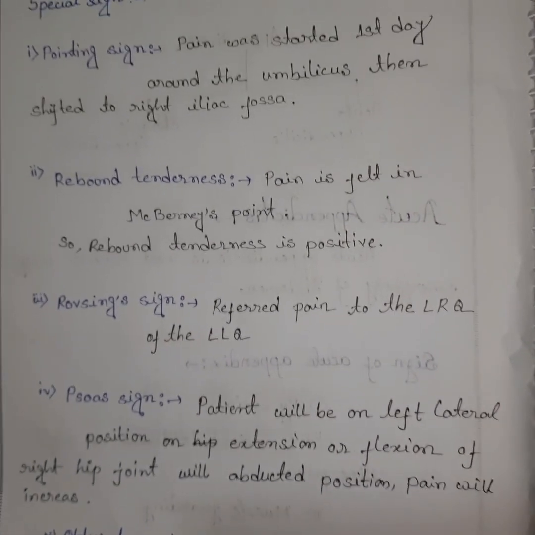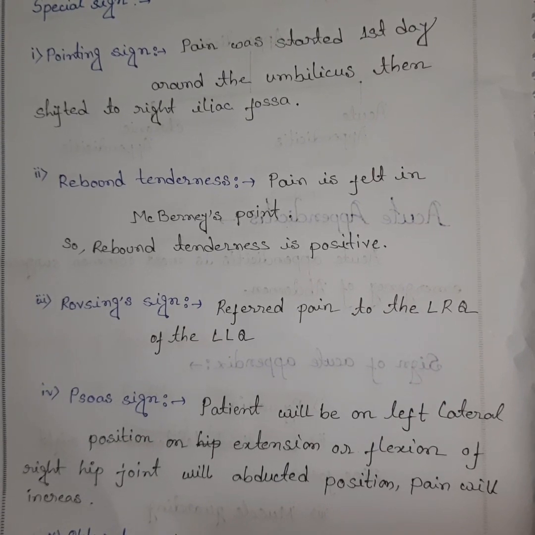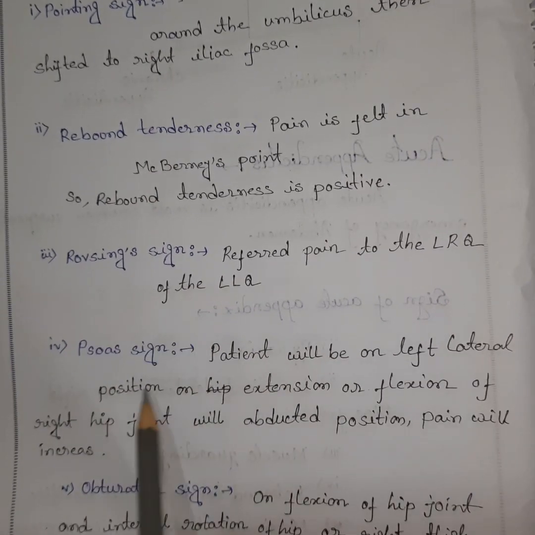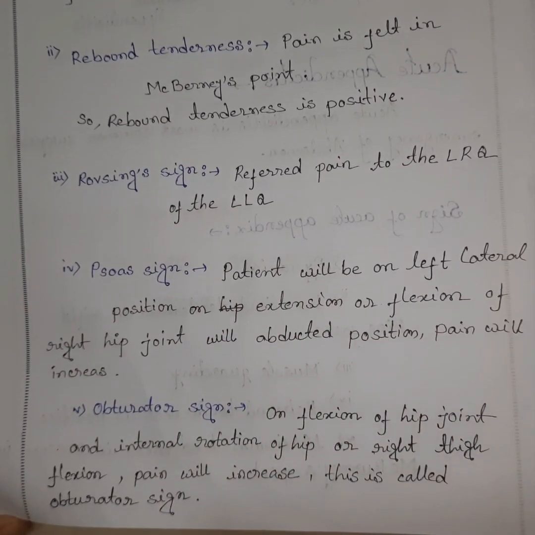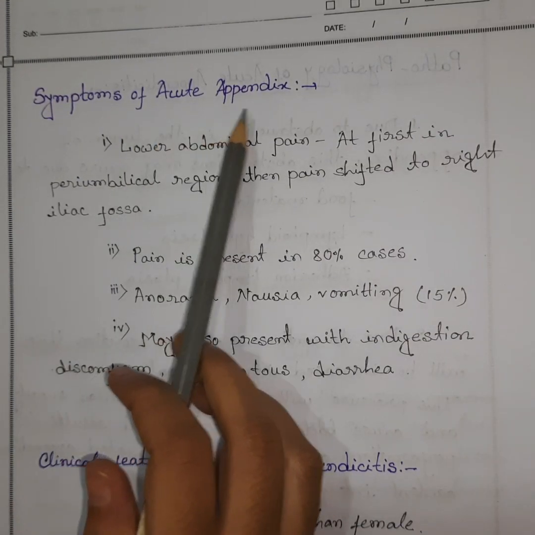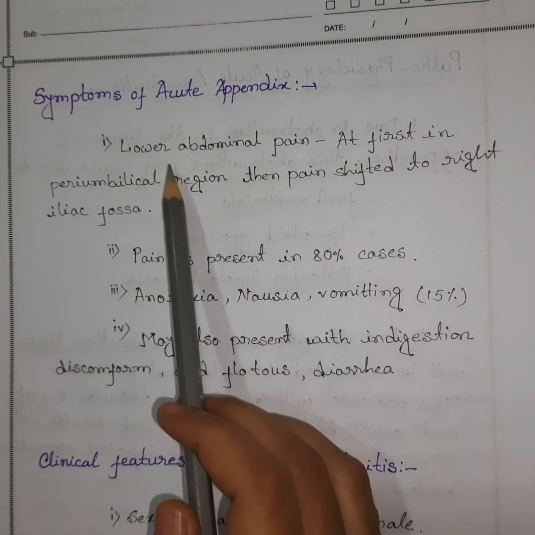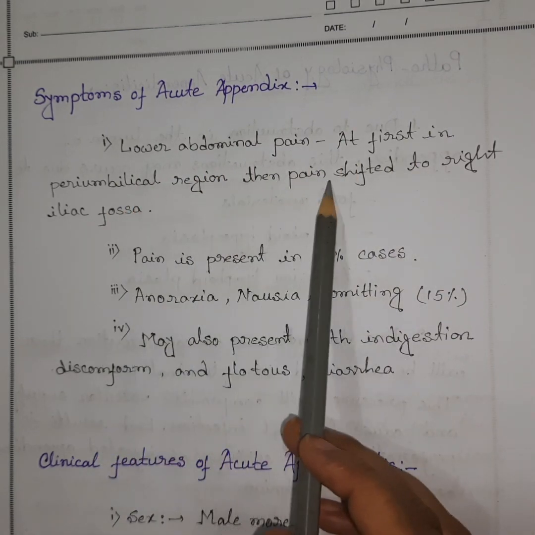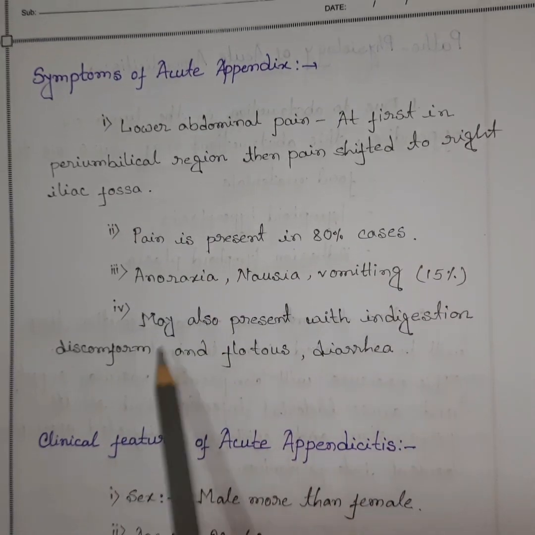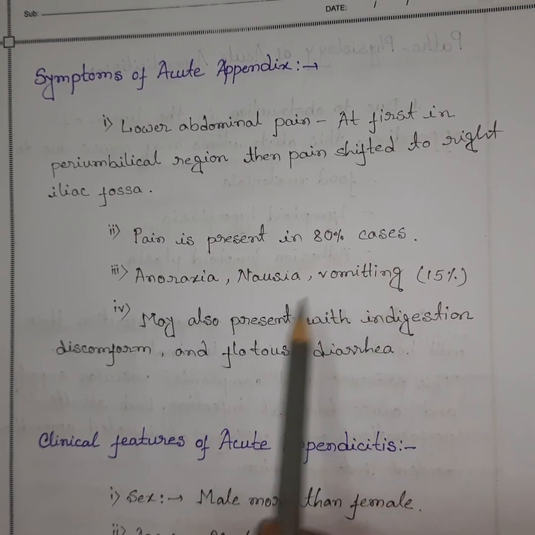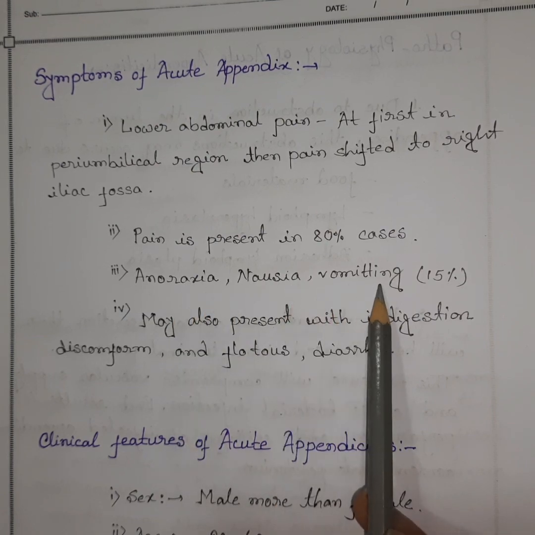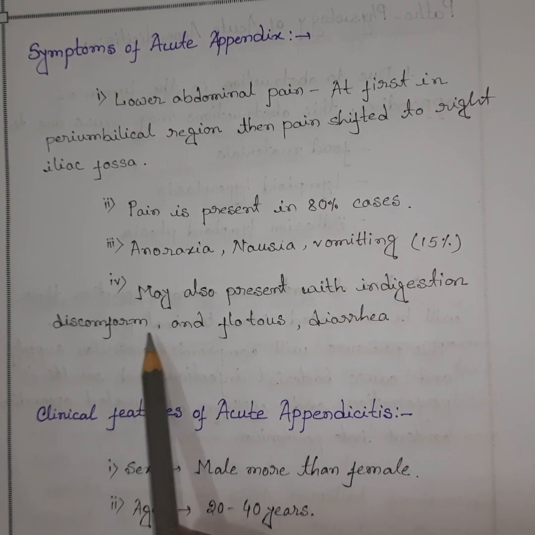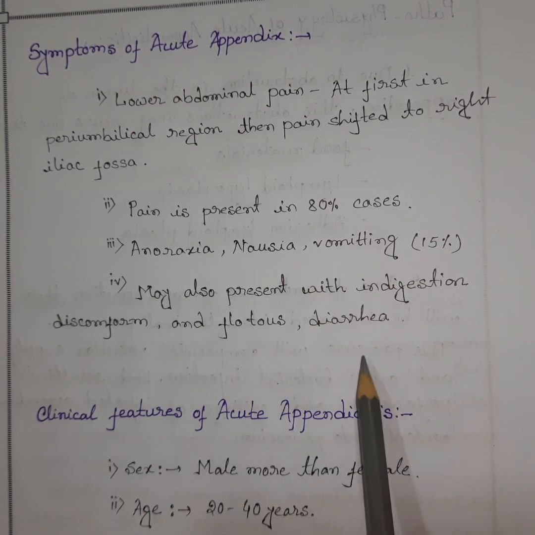So, special signs. In special signs, there are 5 signs present: pointing sign, rebound tenderness, Rovsing sign, Psoas sign and obturator sign. What are the symptoms of acute appendicitis? Firstly, lower abdominal pain, at first in the periumbilical region, then the pain shifts to the right iliac fossa. Pain is present in 80% of cases. Anorexia, nausea and vomiting may also be present, with indigestion, discomfort and sometimes diarrhea.